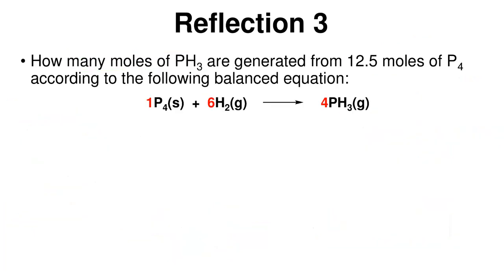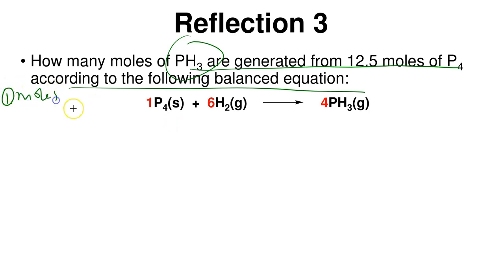In the second one, we're going to do the same thing. Of course, in this case, it says how many moles are generated from 12.5 moles of P4. So what are we looking for? In the first part, we're looking for moles of PH3. Then second, what were we given? We were given 12.5 moles of P4.